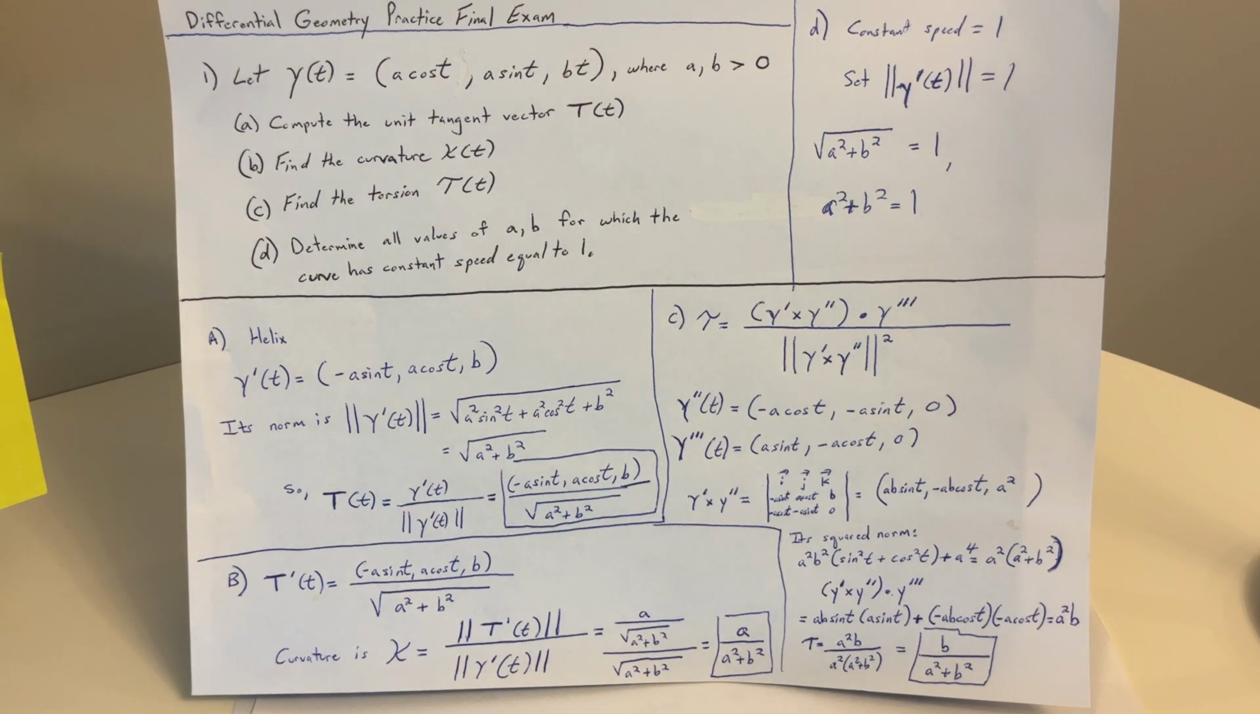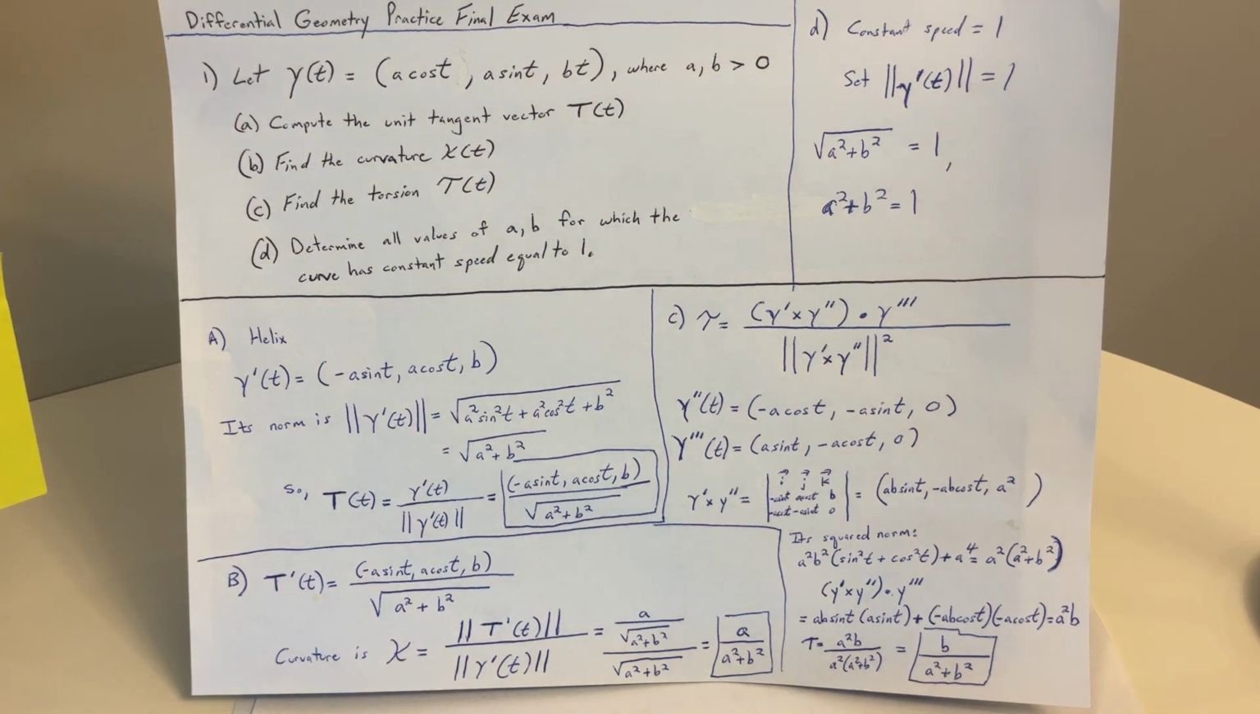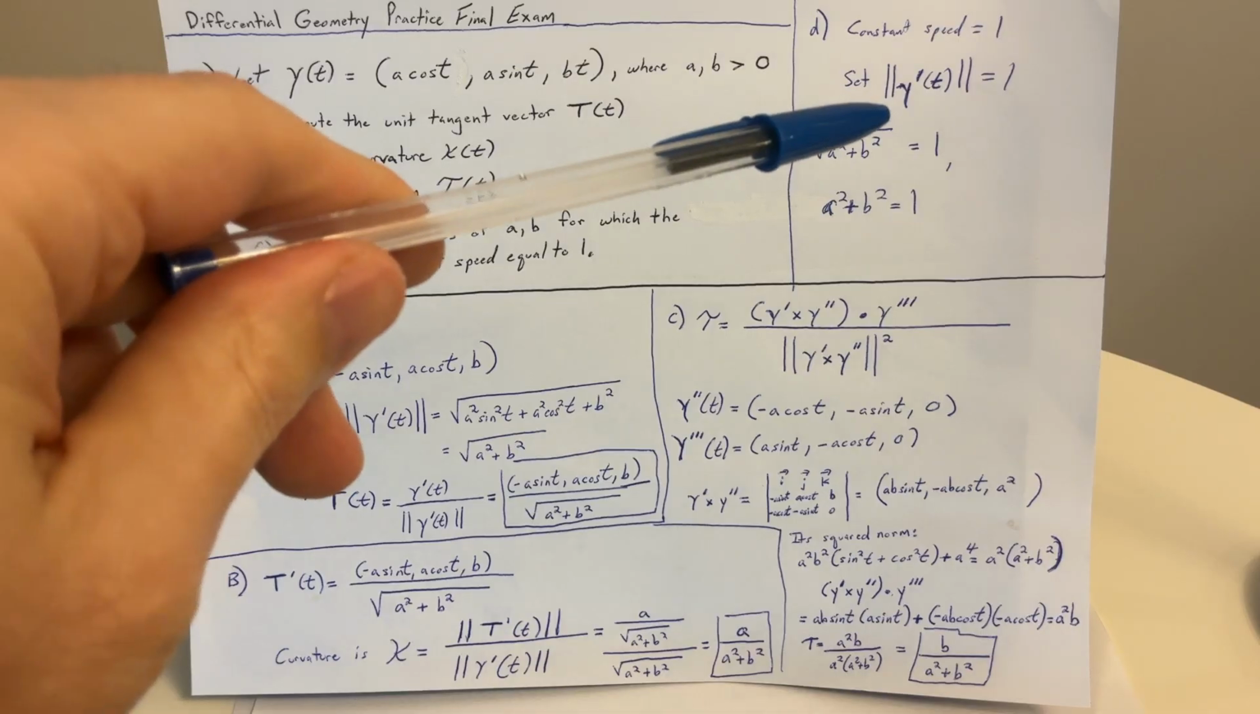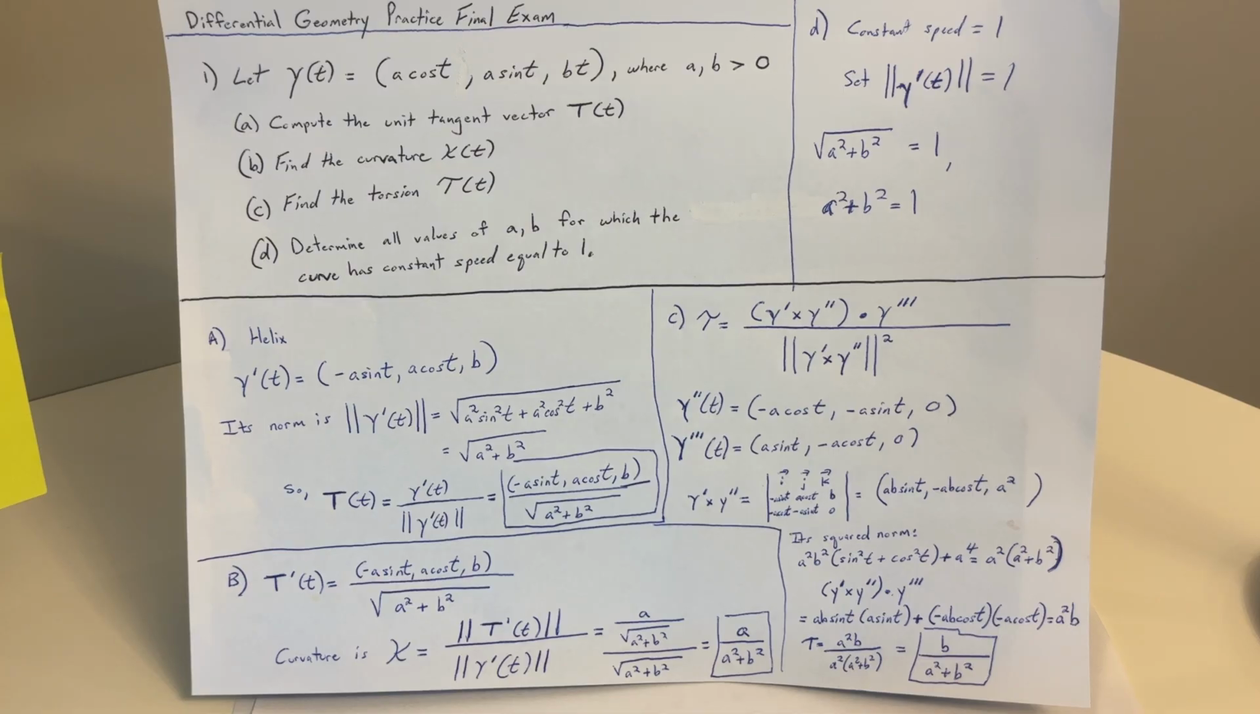And for letter D, determine all values of a and b for which the curve has constant speed equal to 1. Okay, so let's see what we have here. Constant speed equal to 1. Set the norm of gamma prime of t equal to 1, and that's the square root of a squared plus b squared equals 1, and consequently a squared plus b squared equals 1. Okay, that takes care of number 1. Hopefully I didn't miscommunicate anything or miswrite anything. All right, now we can move along to the second one.